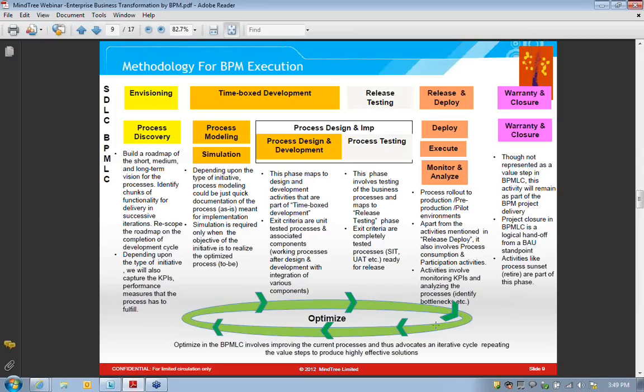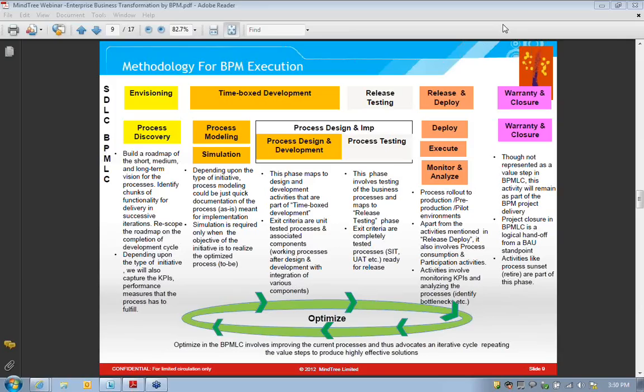Here I have mentioned it as a time-boxed development activity. Then of course release testing, various testings together. I am mentioning it as release testing. Then release and deploy. Then comes warranty and closure. It's a typical software development life cycle. I am comparing that with the BPM development life cycle.